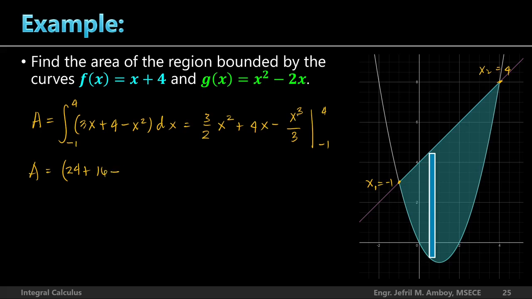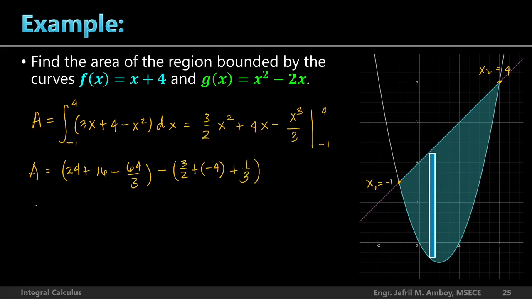Minus 4 cubed is 64 over 3. Ayan, 64 over 3. Next, minus. Palitan naman natin yung x dito ng negative 1. Negative 1 squared is 1, so 3 halves. Plus 4 times negative 1 is negative 4. Then, negative 1 cubed is negative 1. Negative of negative is positive, so magkakaroon tayo dito ng plus 1/3.